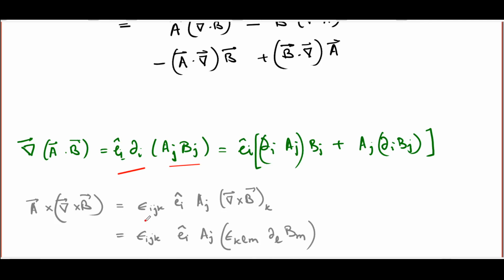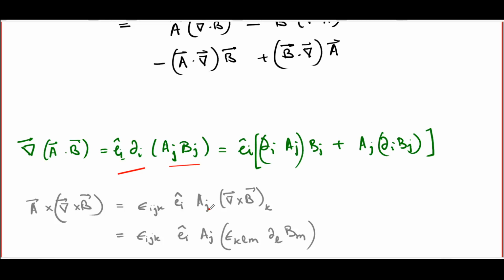In our notation, it's going to be epsilon ijk, EI, AJ, and curl of B's kth component. That, of course, is what a cross product is. And we know that the curl of B's kth component can be written down as epsilon klm del l Bm. Once again, I have to be careful about my choice of the dummy indices here. I have already used up I, J and K. So the new dummy indices that you get have to be something else. I have chosen the next two letters as before.